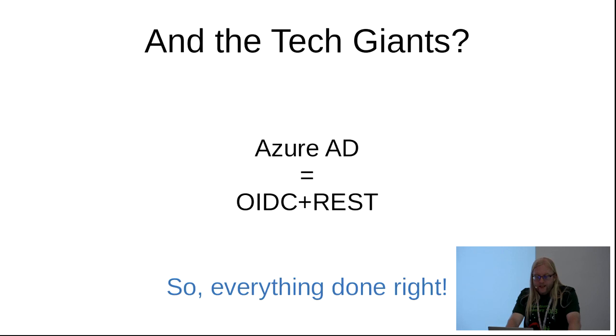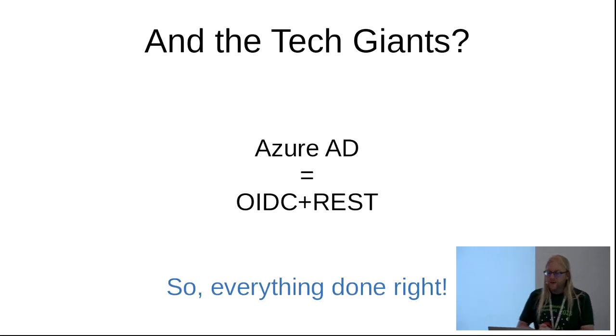So what do the tech giants do? What's Azure? What's Active Directory? It's LDAP and Kerberos. And now you see there's this Azure AD thing. Microsoft wants you to not run a Windows server in your basement anymore. They want you to use their web service, their cloud offers. And if you use the cloud offer, then on Azure, which is called Azure Active Directory, you find that what they actually do is OIDC and the REST API.